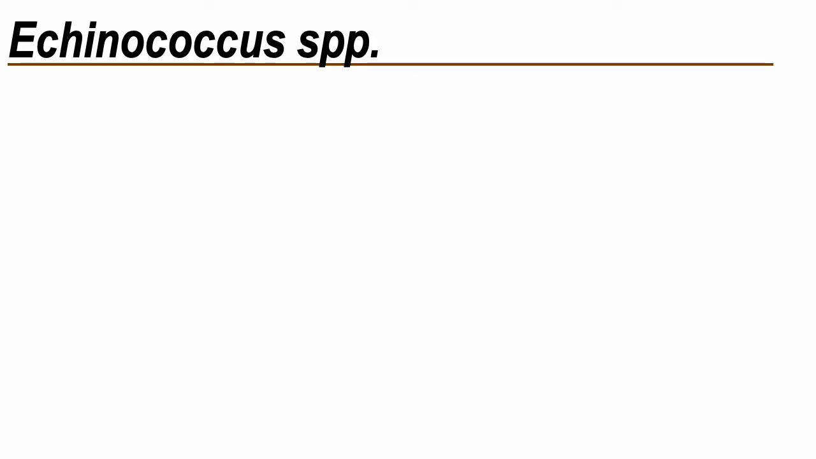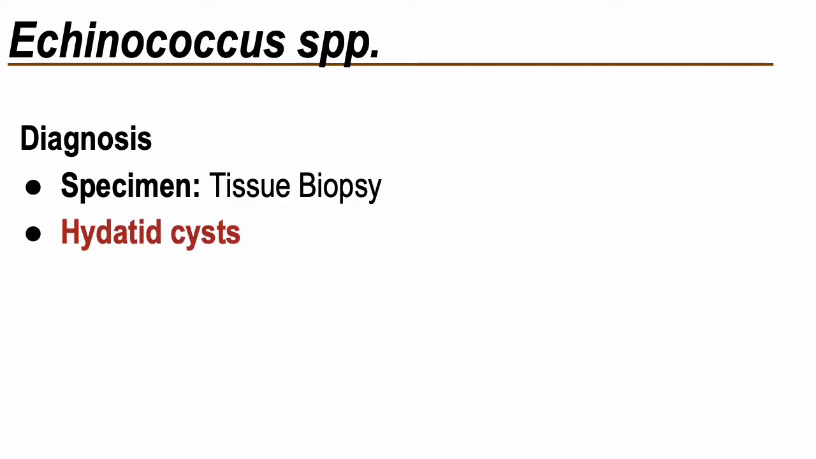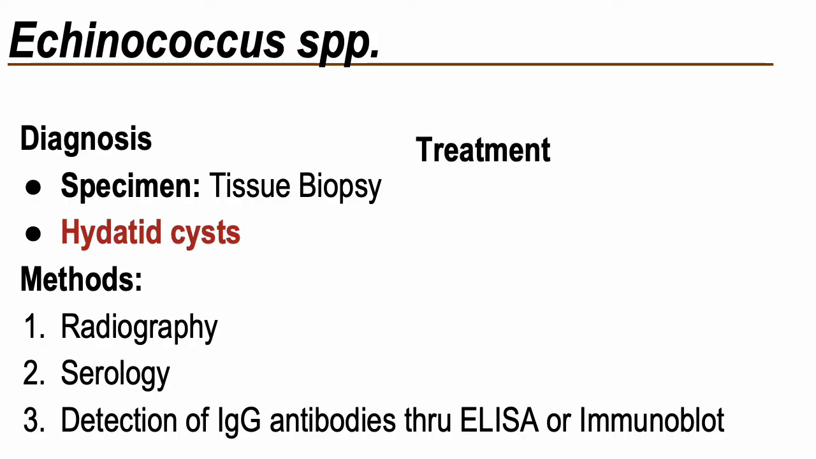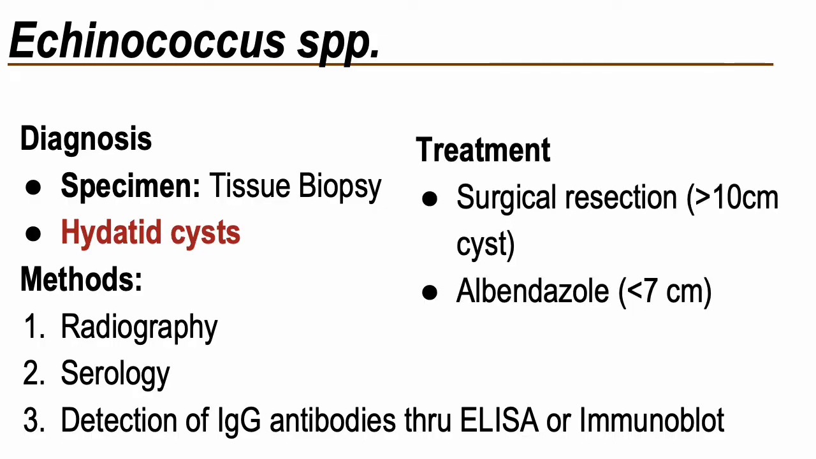For the diagnosis of Echinococcus species, the best method to use here is through tissue biopsy, where we can visualize and identify the presence of hydatid cysts. Other methods that we can also use are radiography and serological testing. Treatment is through administration of albendazole, but in cases of cysts more than 10 centimeters, surgical resection may be needed.